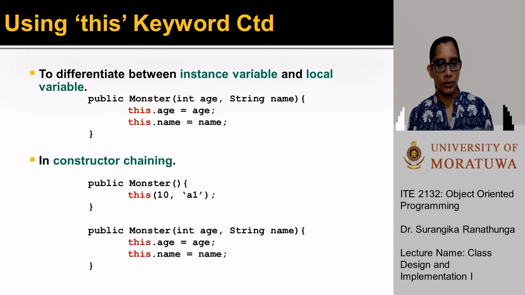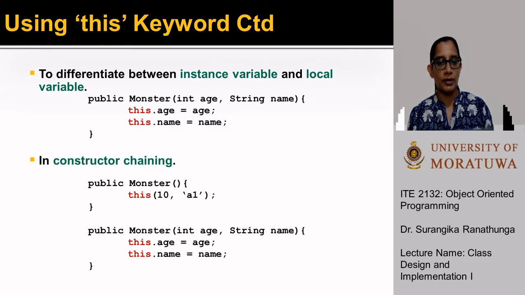Another usefulness of the this keyword is in constructor chaining. If you remember, last week we looked at different ways of creating a constructor: a constructor that has no parameters, a constructor that has some parameters, a constructor that has multiple parameters. So in many object-oriented programming languages, for one class, we can provide multiple constructors. That is to give more flexibility to those who are creating objects from that class.